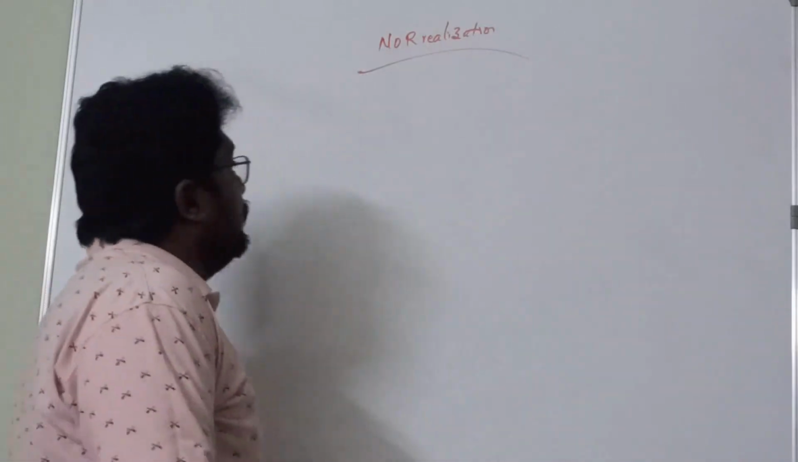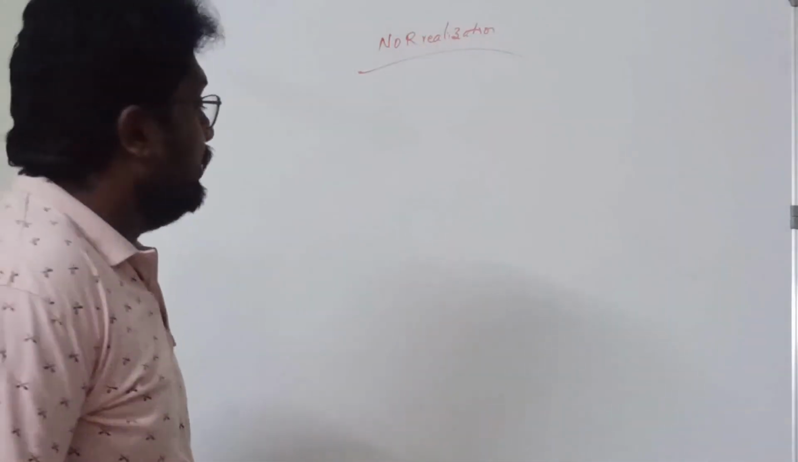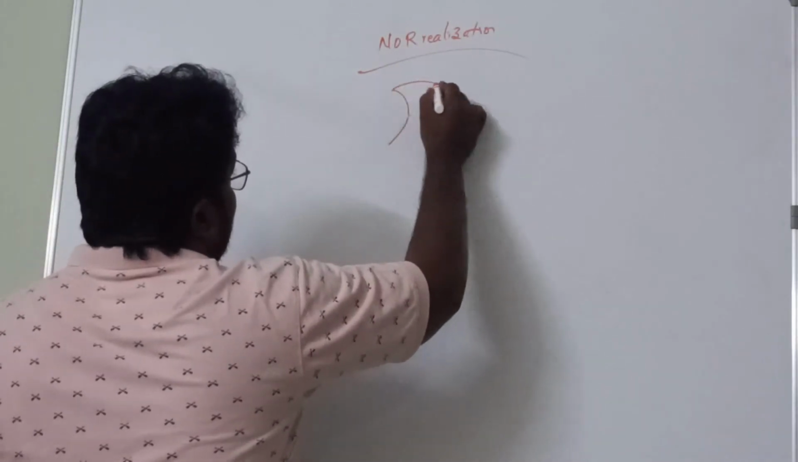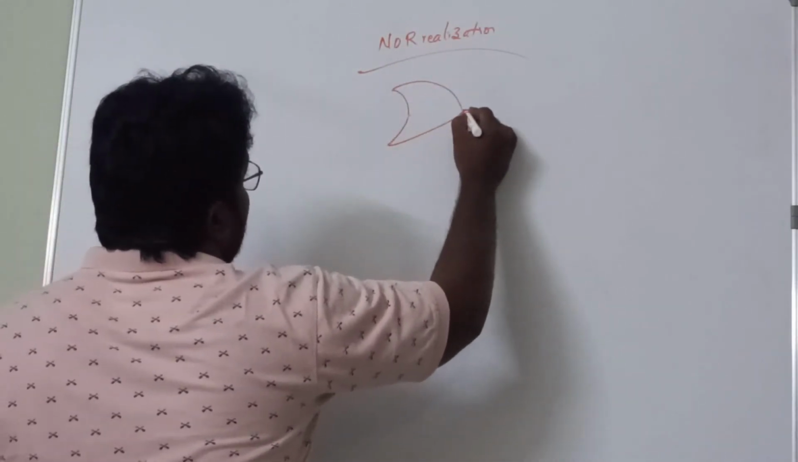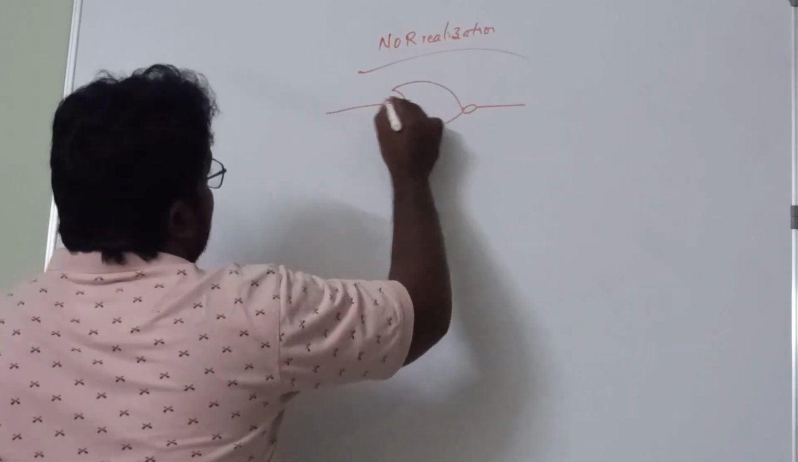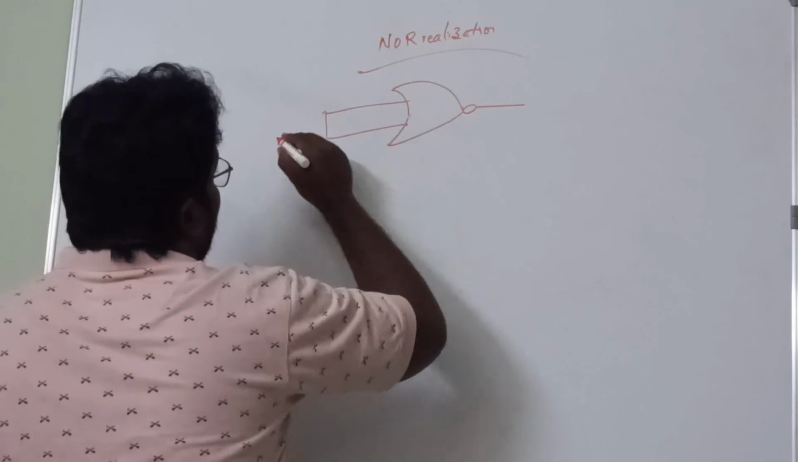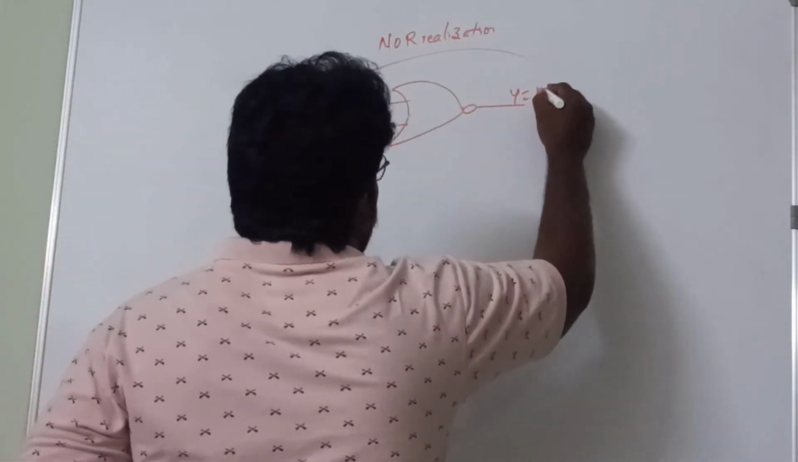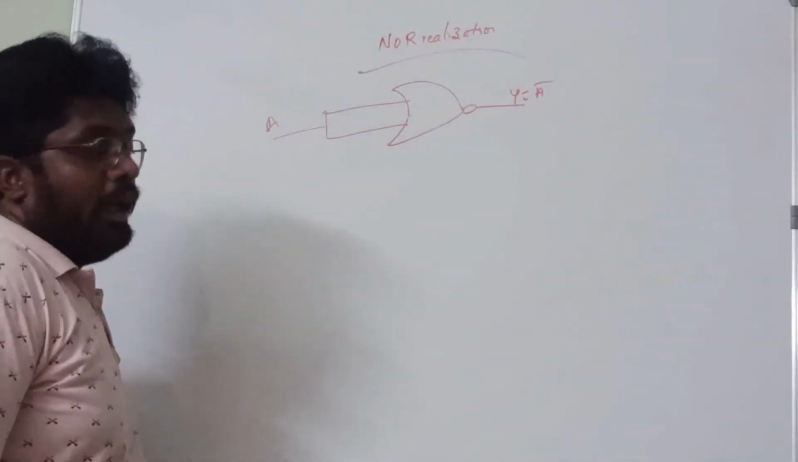So for the NOR gate realization, the NOT gate will be just like how we have implemented it using the NAND gate. So both the inputs will be combined into a single input, and then we will be getting the output Y is equal to A complement.